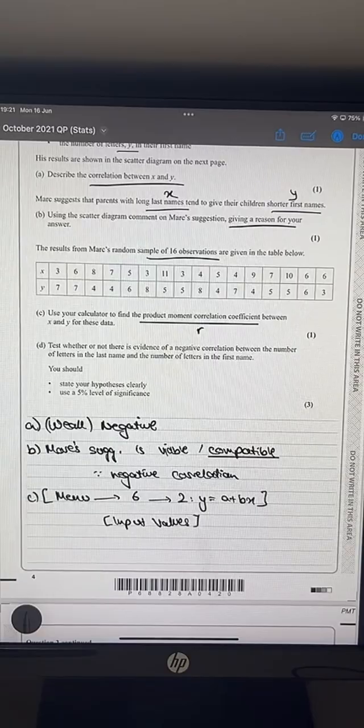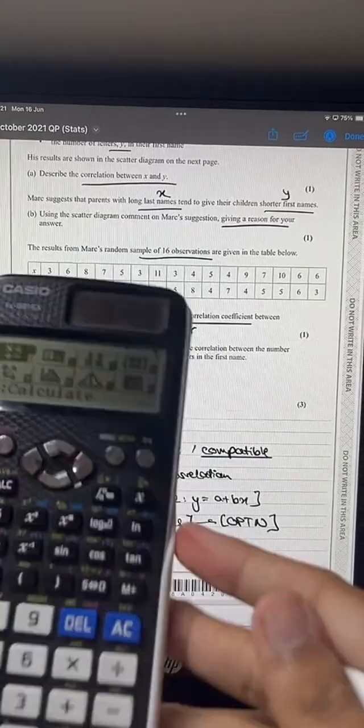So it does take a bit of time for 1 mark. Make sure you input them very carefully. So input all your x's first and then your y's. And then you need to go into option, OPTN. So the option button is in the top left of your calculator over there.